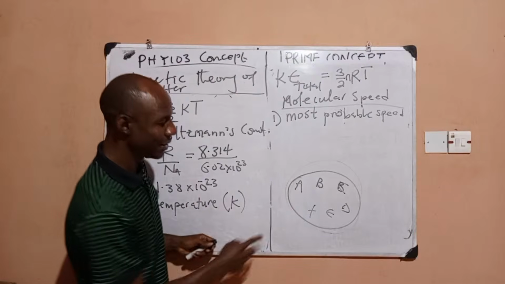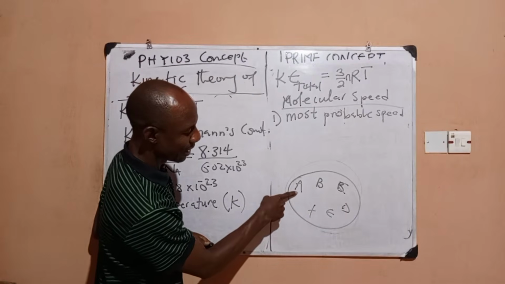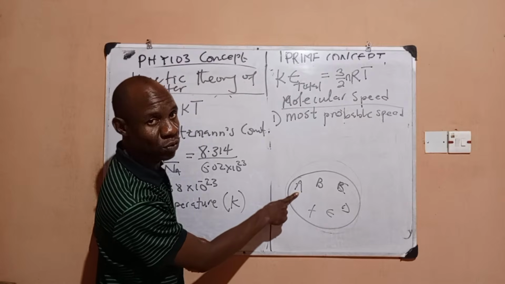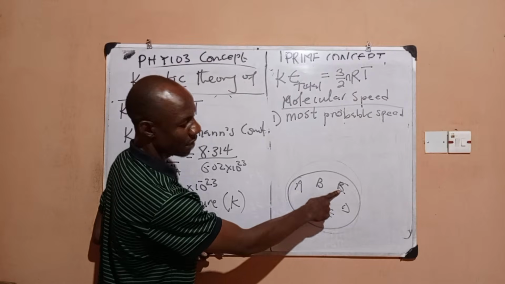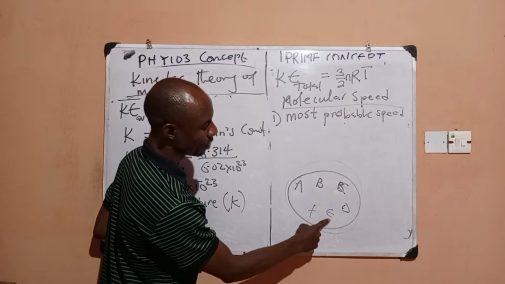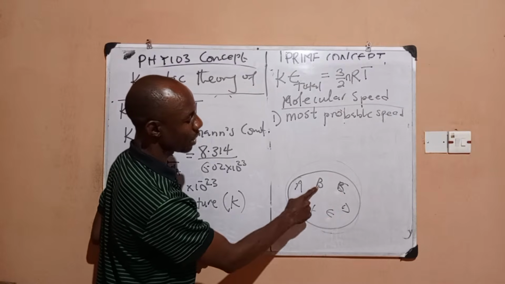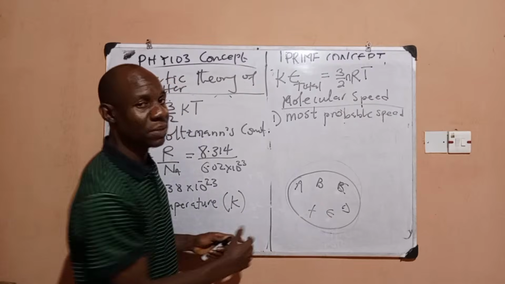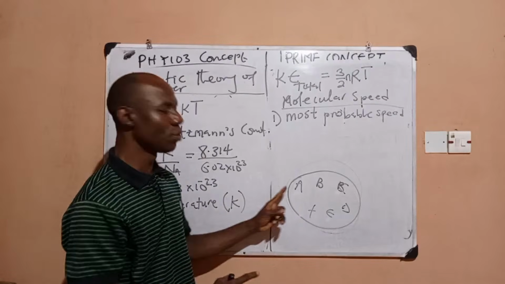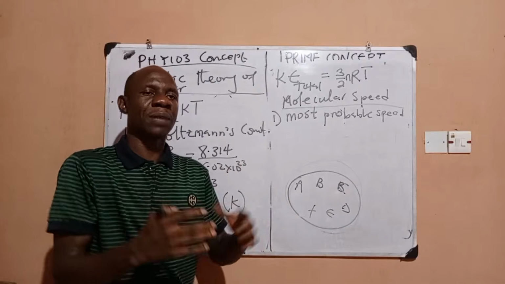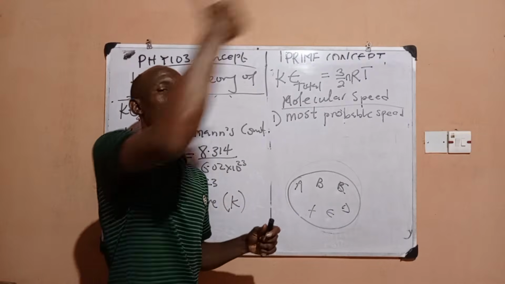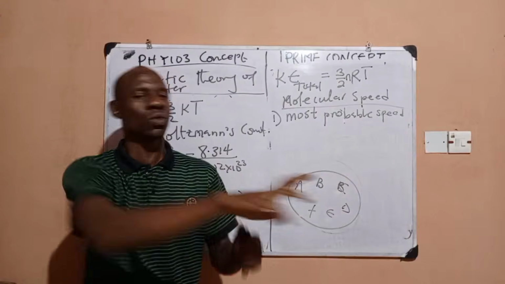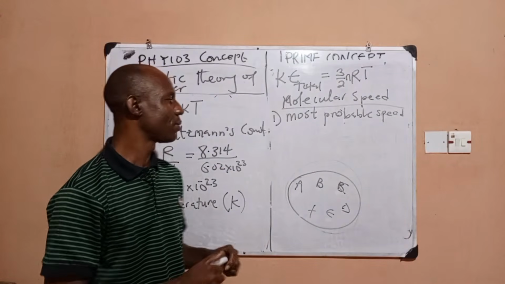So what are we saying? It is possible that this one would have a speed of 2 meters per second, this one 2 meters per second, and this one 2 meters per second, but this one will have, let's say, 4, this one 10, and this one 3. So the most probable is 2. Most probable speed is the speed that most of the particles are likely to have.